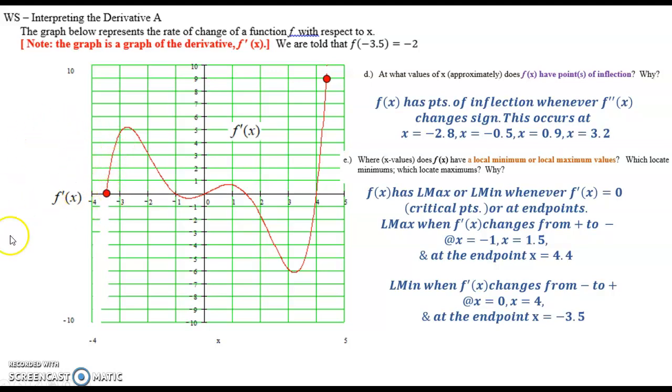So over here, we'd say f of x started somewhere. Actually, it started at -3.5, -2. So it's actually -3.5, -2 would be down here somewhere. And then the curve was rising. So this value, this endpoint, is actually a local minimum.